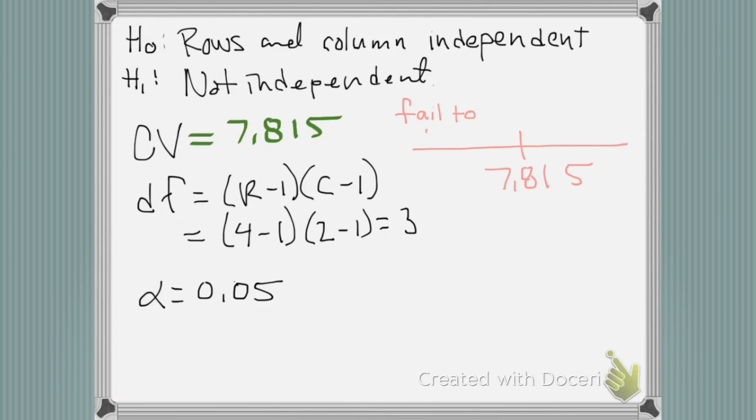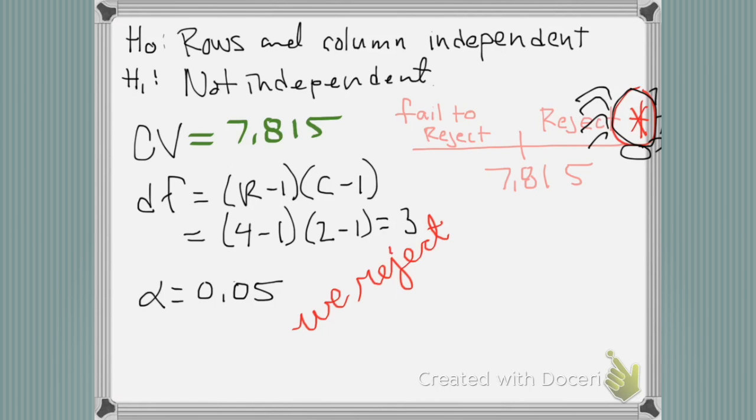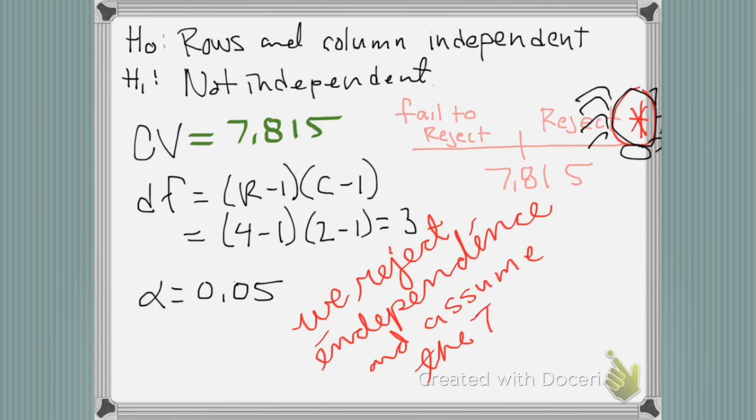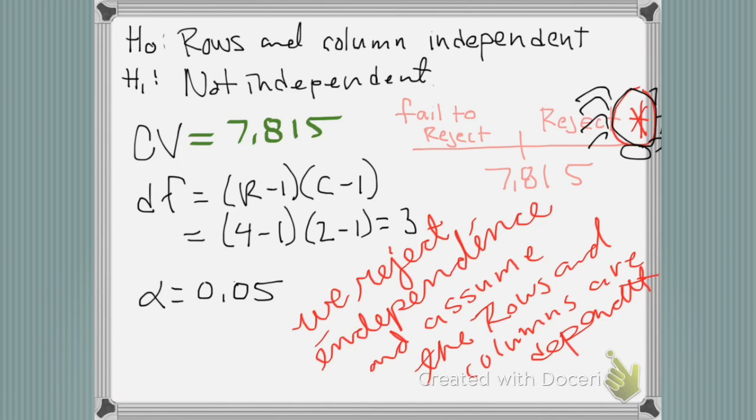We set up our rejection regions. Chi-squared is a right-tailed test, so fail to reject is on the left of our critical value, and reject is on the right of our critical value. And then that star right there. Oh no, it was supposed to be in black. Like a black widow, baby, we reject our null that they're independent, and we conclude that our rows are dependent on our columns.